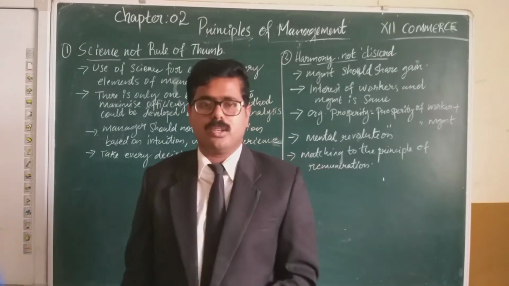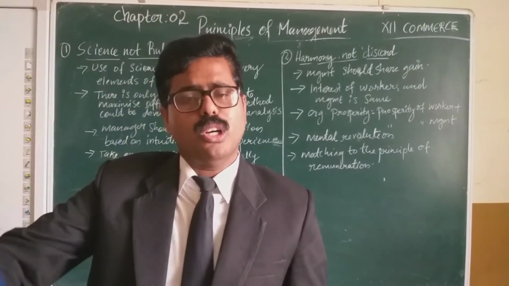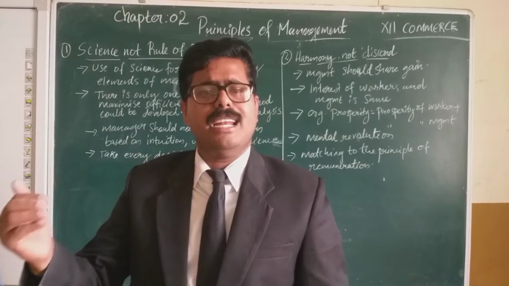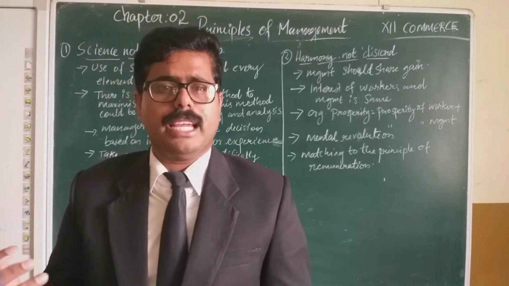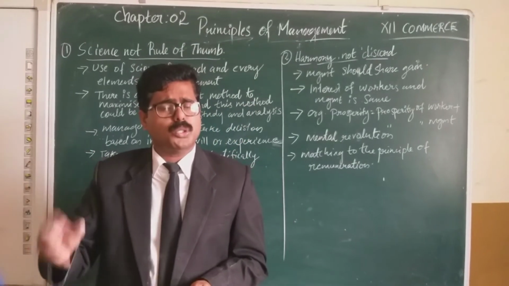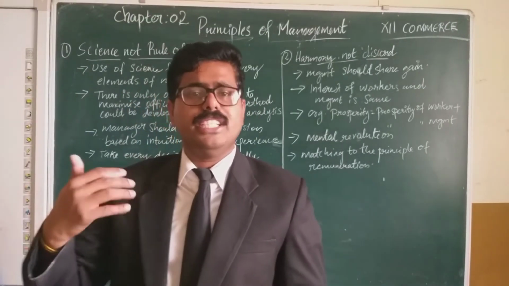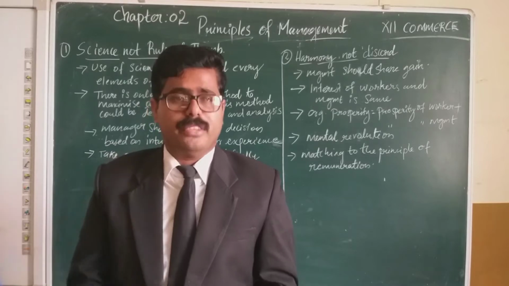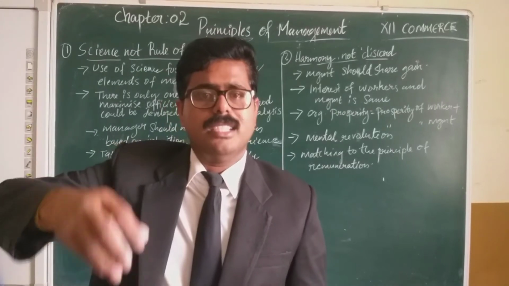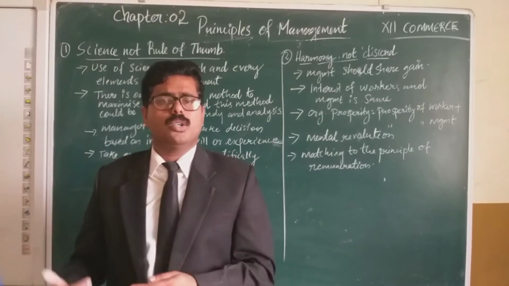The first one is science, not rule of thumb. As I told you, scientific management means replacement of rule of thumb by science. That means using science in each and every element of management. Then only they can take effective decisions. Managers should not take decisions based on their previous experiences, intuitions, will or wishes. After studying a particular situation only can they take a decision, which is not there in rule of thumb.